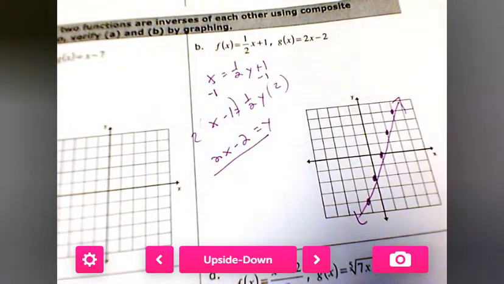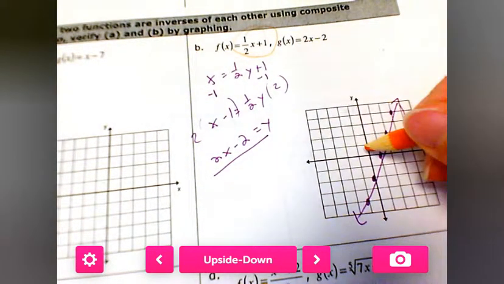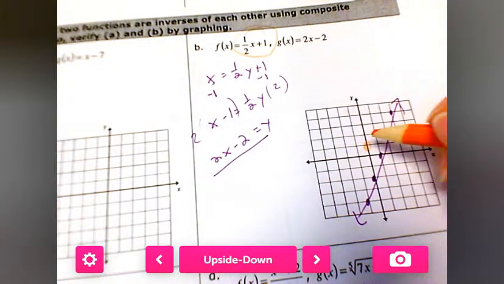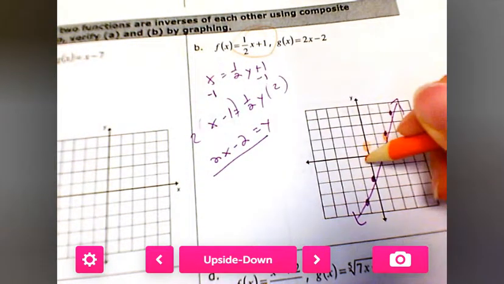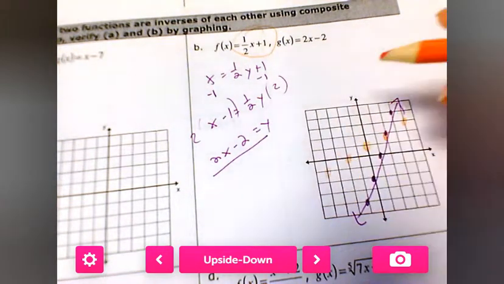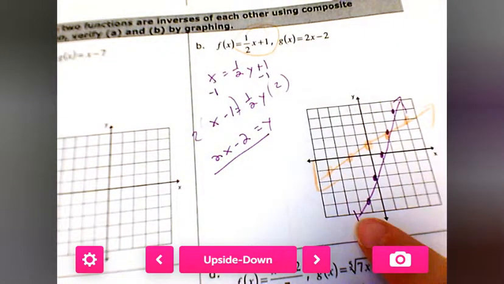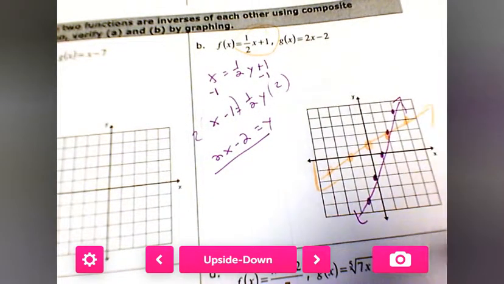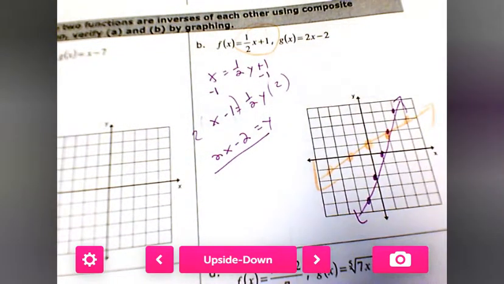line. And then for the other one, we're at 1/2 plus 1, so we start at 1. And then we go up 1 over 2, up 1 over 2, or down 1 over 2, down 1 over 2. And this is our line. So if you look right between there, like at y equals x, it's where they're reflected on each other. So they're just opposites. Okay?